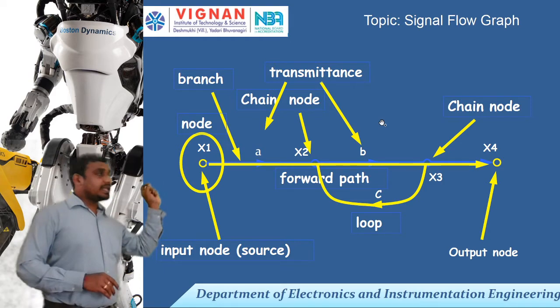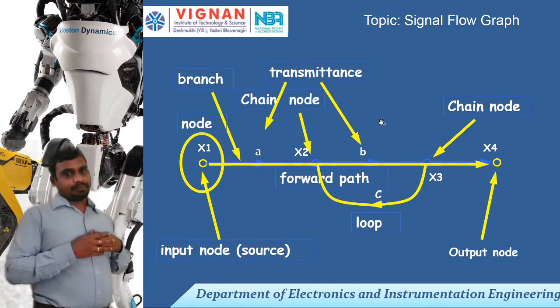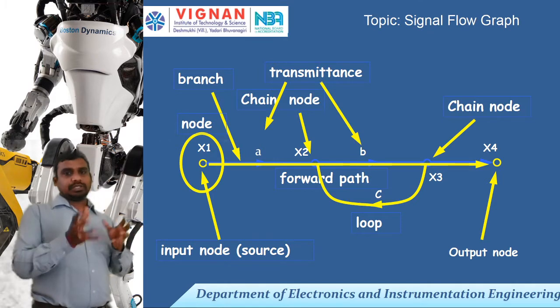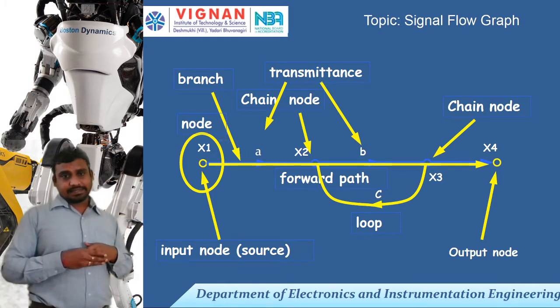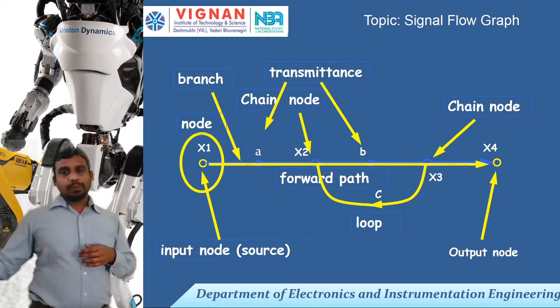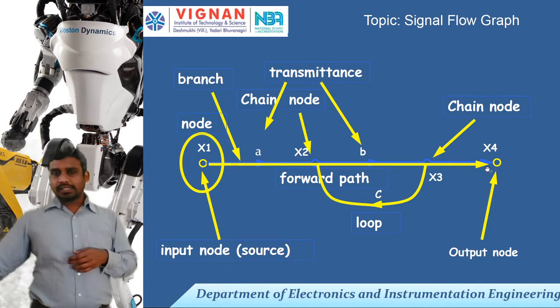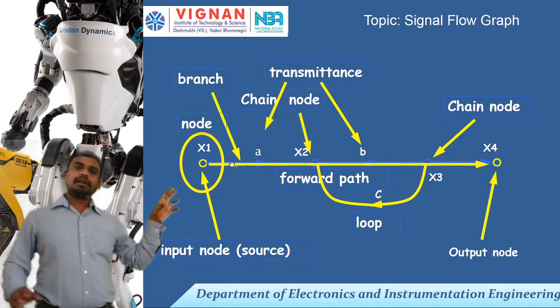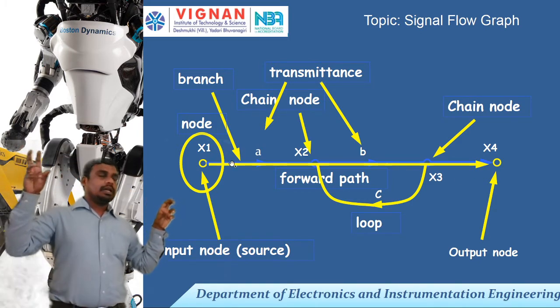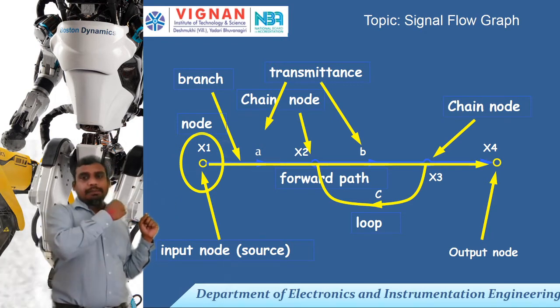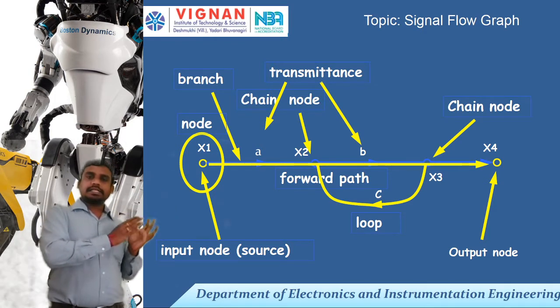Transmittance tells you the gain. Whatever the gain in between two nodes is represented as a transmittance, right? So you can see the loop here. When the signal is flowing from x1 to x4, via x2, x3, obtaining A, B as transmittance, this is called a forward path. The signal should start from one node and end at one node, but it connects the whole path in between. That is called a forward path.